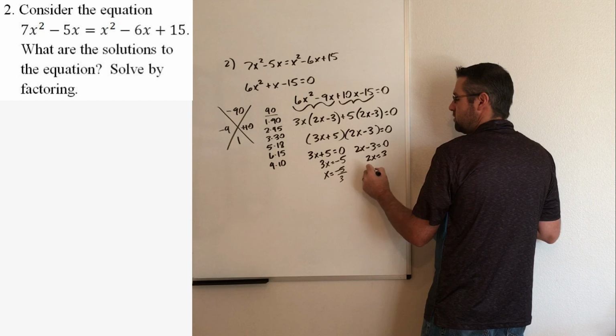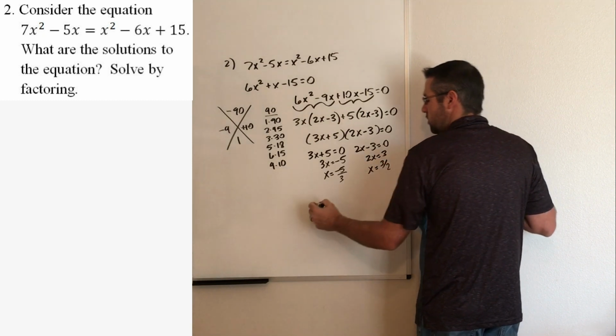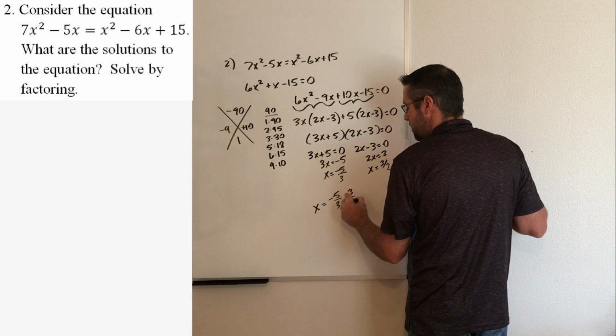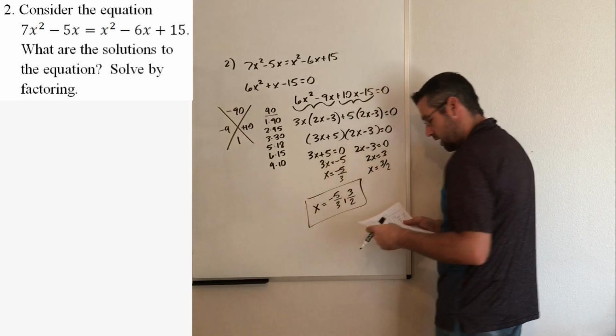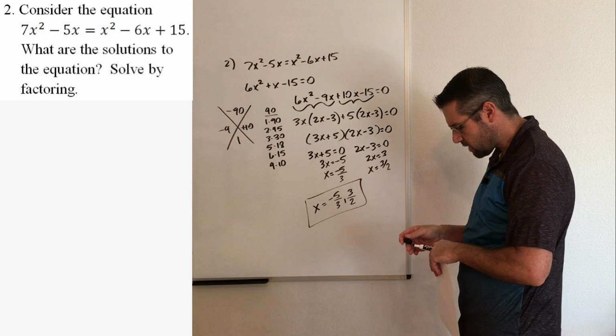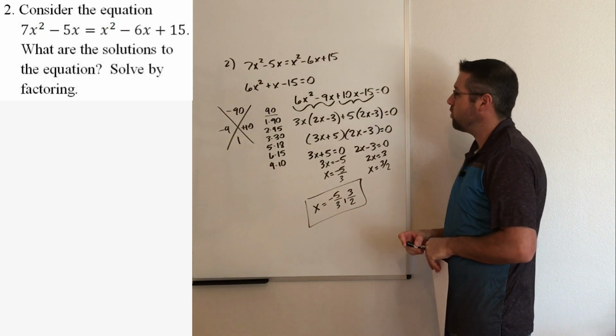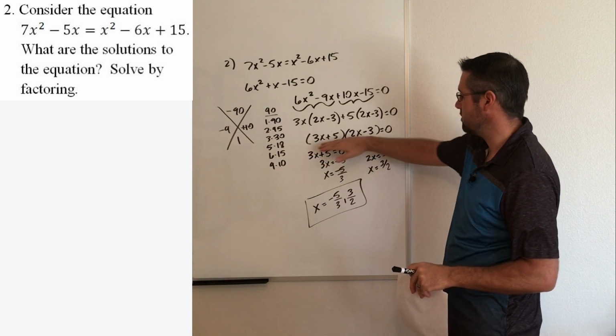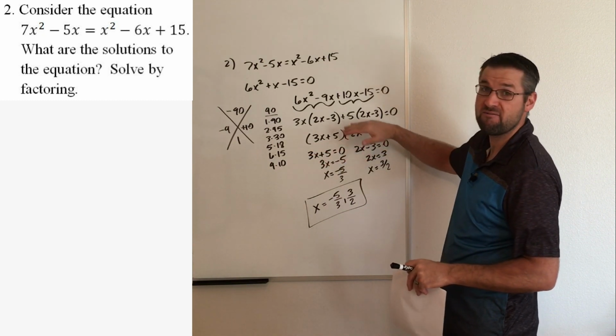And we'll divide by 2. So x equals 3 over 2. So our two answers are negative 5 thirds and 3 over 2. Okay, just a side note. Again, we need to make sure when we're factoring, these are our factors. The 3x plus 5 and the 2x minus 3 are our factors.